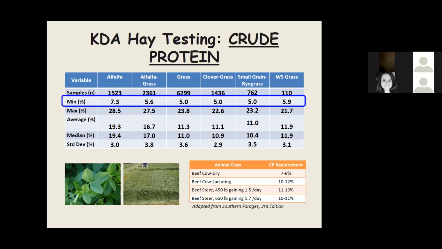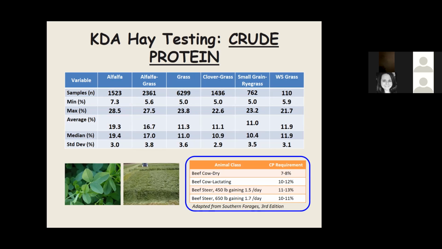least 7. So when we look at dry beef cows, 7 or 8 percent crude protein will be enough. For a lactating beef cow, we need to bump that up to 10 to 12% crude protein. And then we get down here to our performing animals, steers. They need even higher quality protein forage to meet their protein needs. Next slide.